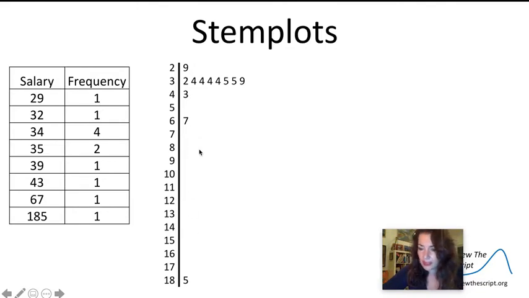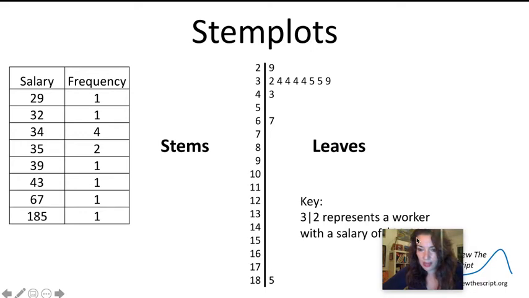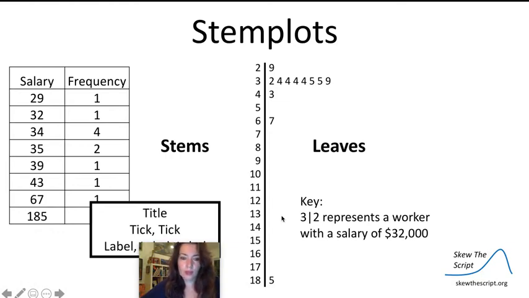And obviously this represents salary. So somewhere here, we should have a key. And we should also have somewhere indicating that this represents thousands of dollars. So the main thing here is the stem is on the left and the leaves are on the right. And we have a key that represents the 3-2 represents 32, but it also represents thousands. So this would represent $32,000. And again, remember to always label your graph, name it, and always write a title.